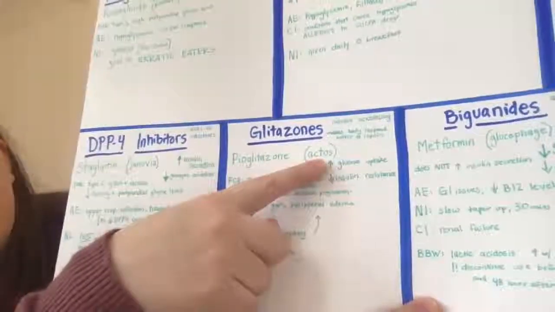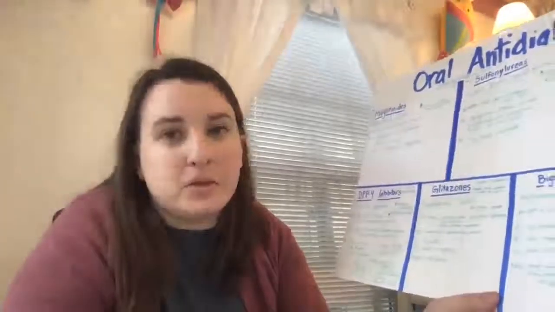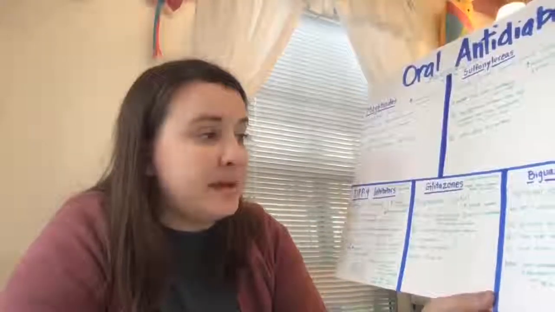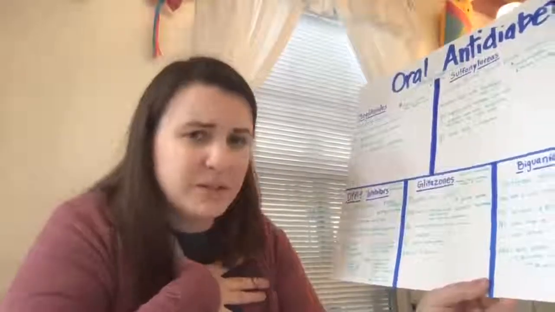Pioglitazone is the generic name and Actos is the brand name. This is going to be a drug that's insulin sensitizing. It's going to make your body better respond to insulin. So this is going to help increase glucose uptake but decrease insulin resistance. So this is really good for type 2 diabetics because it helps preserve beta cell function. It's going to slow down the disease progression. Adverse effects include weight gain and peripheral edema.